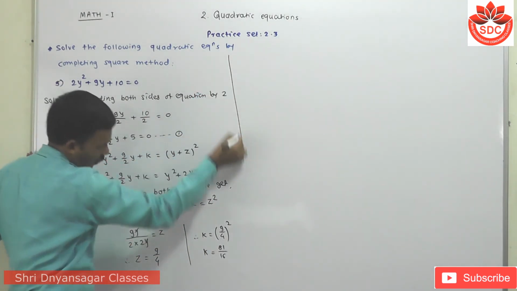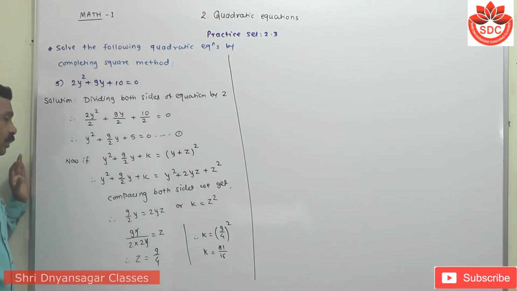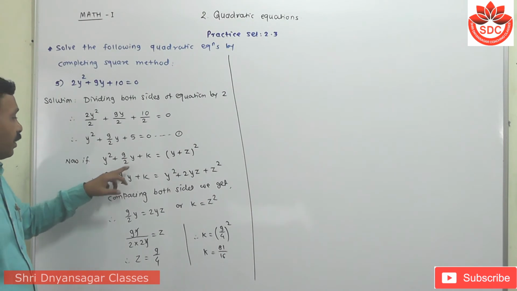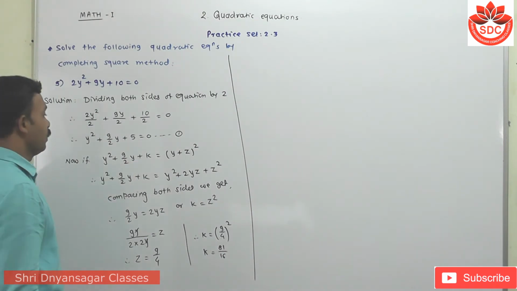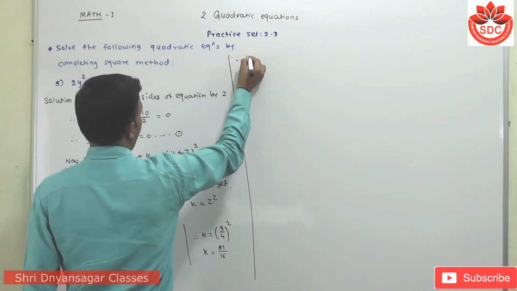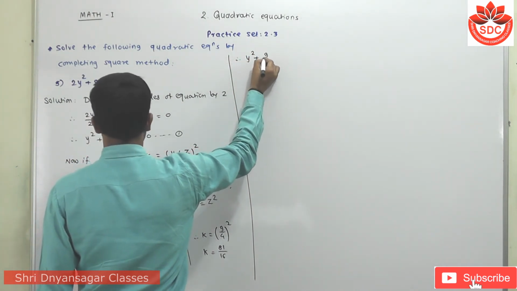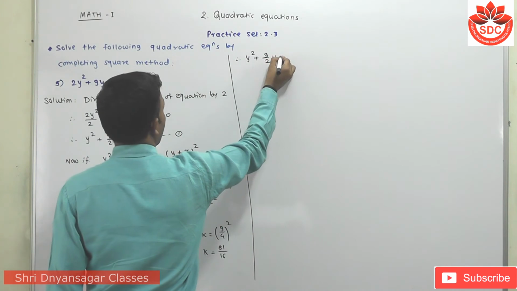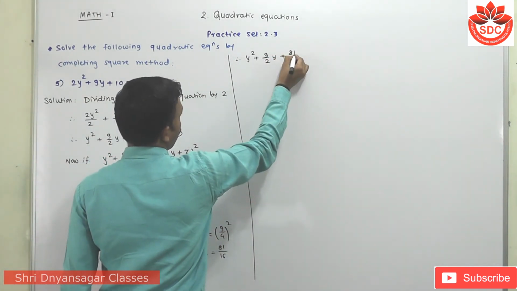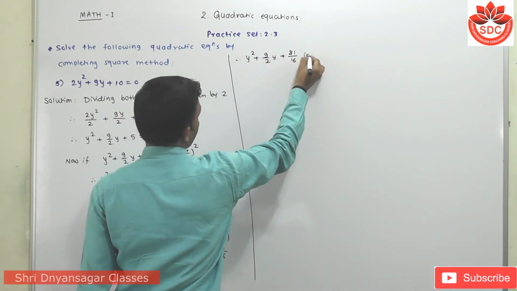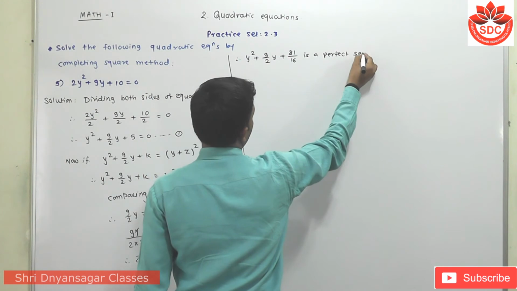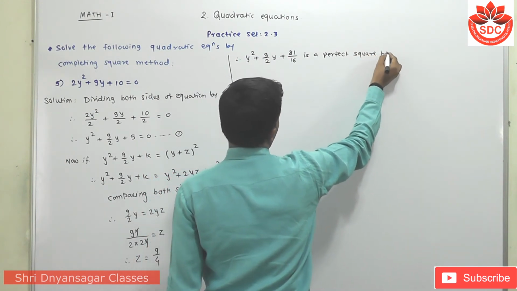Then we have to replace this value of k into this equation. We get, therefore, y square plus 9 upon 2y plus k, which is 81 upon 16, is a perfect square trinomial.